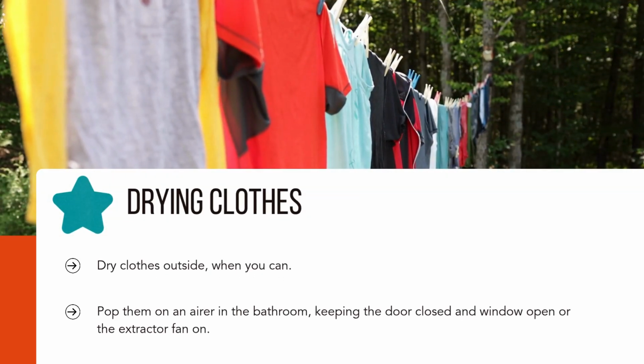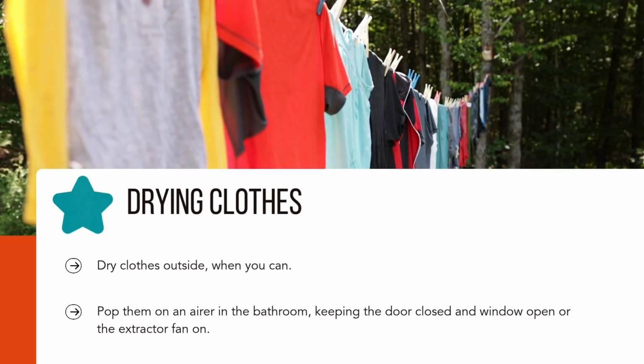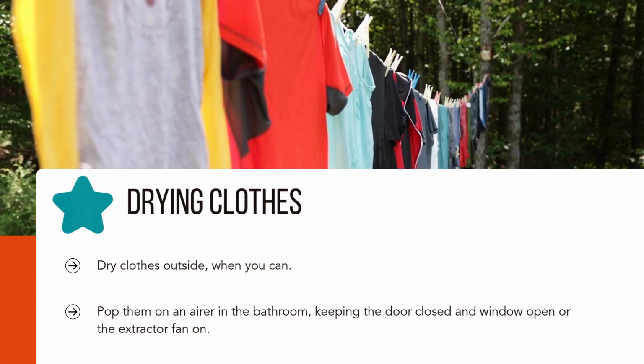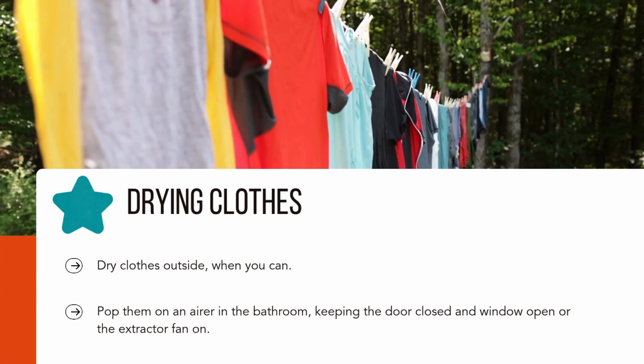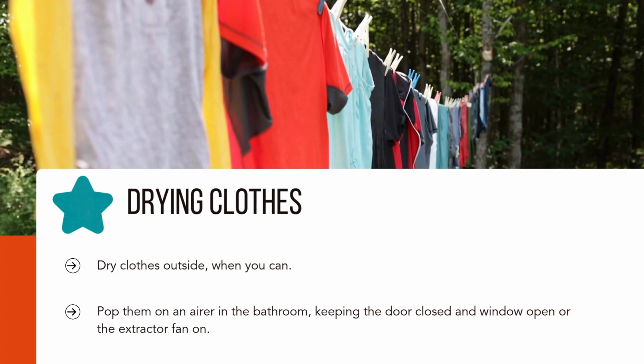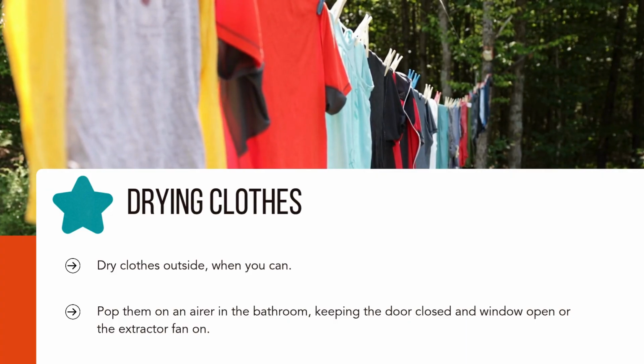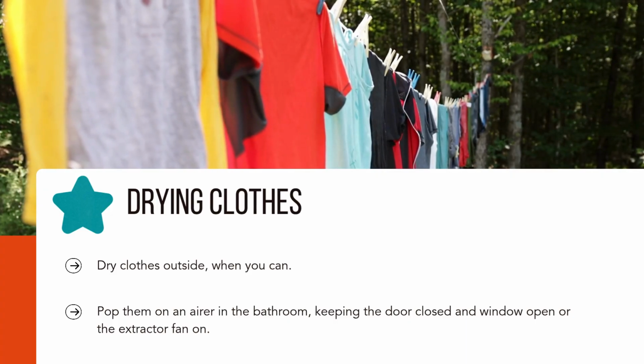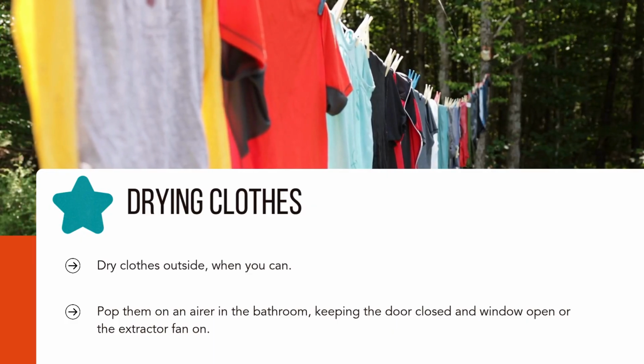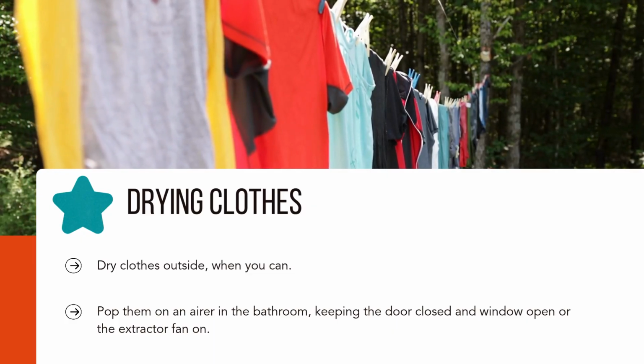As we know, drying clothes is the biggest moisture producing activity in our homes. Try to dry clothes outside when you can. We know this is not always possible, so when you do need to dry clothing inside, pop them on an airer in the bathroom, keeping the door closed and window open or the extractor fan on.